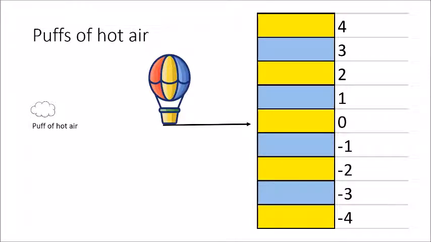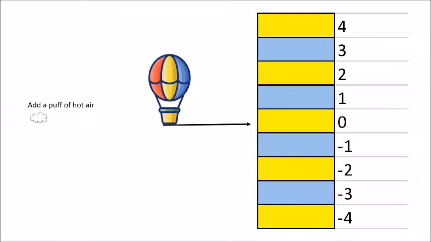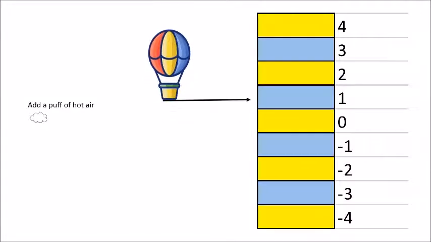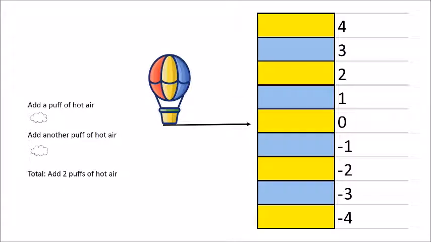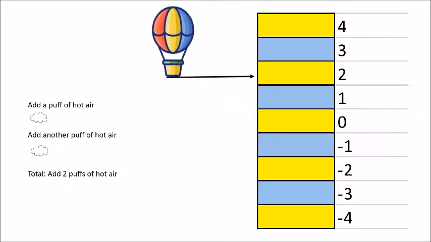We have puffs of hot air. This is a puff of hot air. When we add a puff of hot air to the balloon, we go up the number line. Balloon goes up, so from 0 to 1. If we add a puff of hot air and then add another puff of hot air, the balloon goes up 2 places. In total, we've added 2 puffs of hot air and we end up at number 2 on the number line.